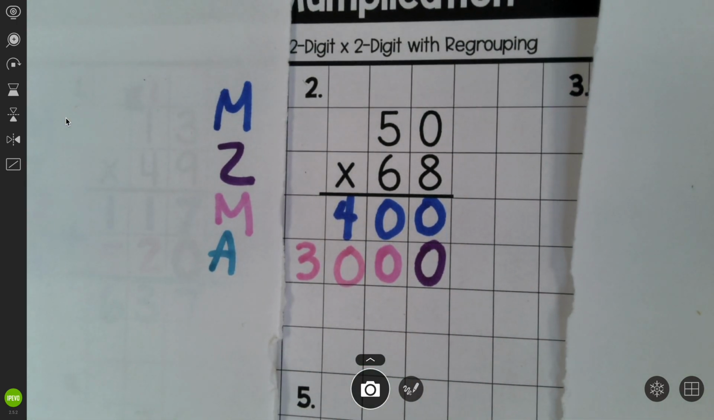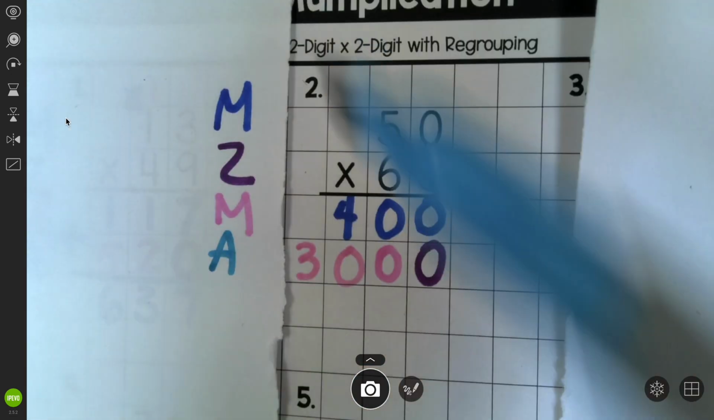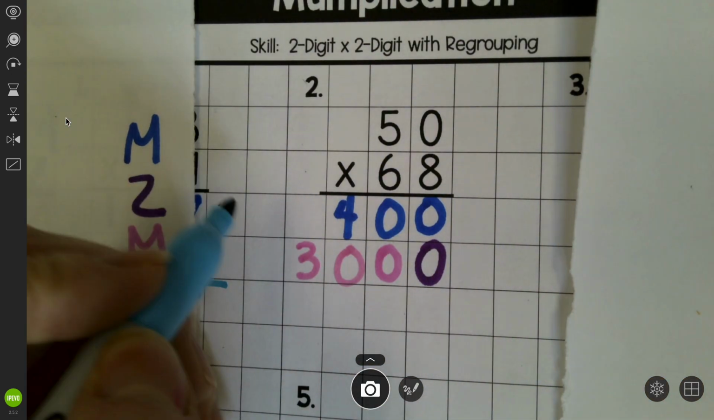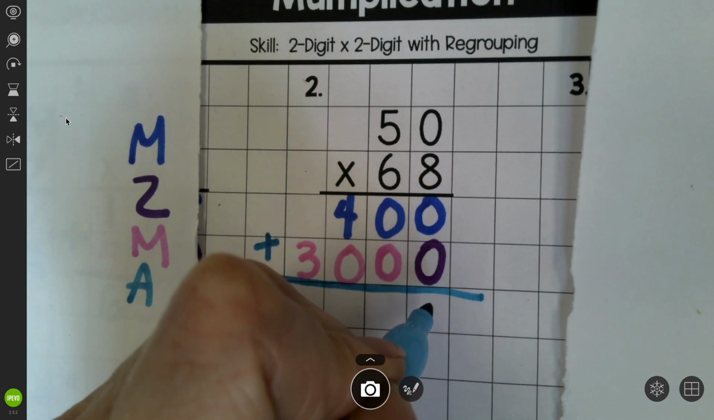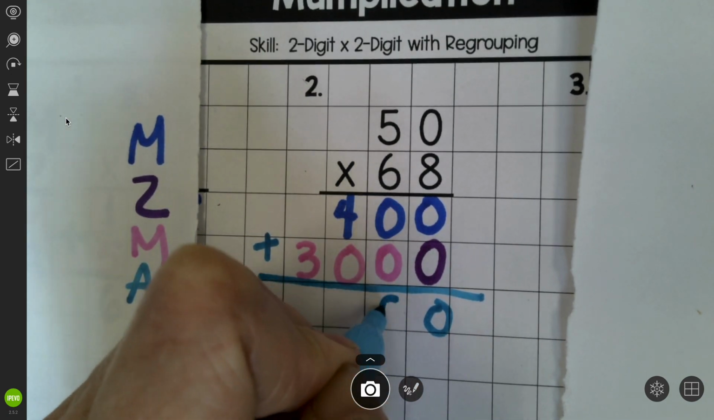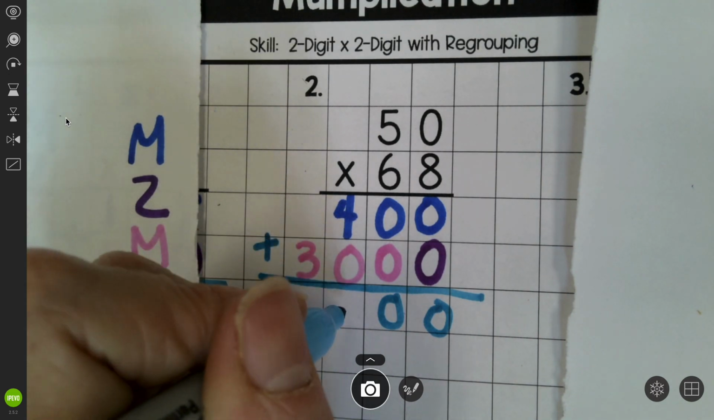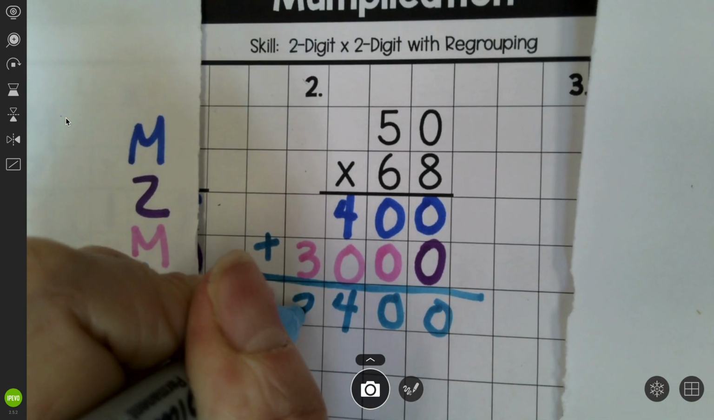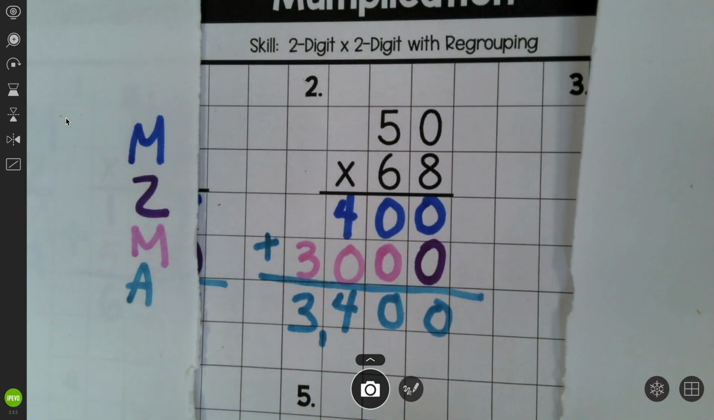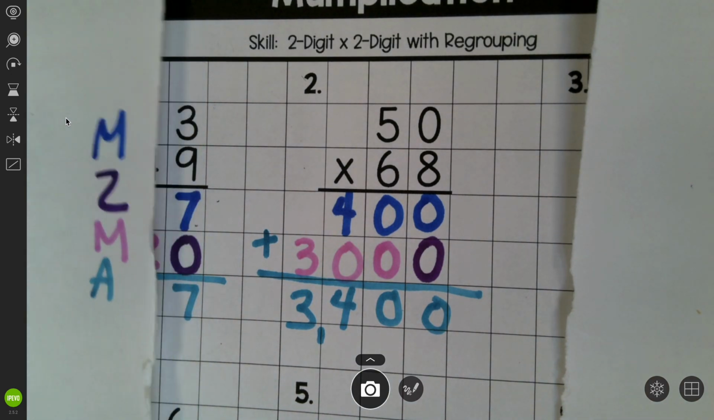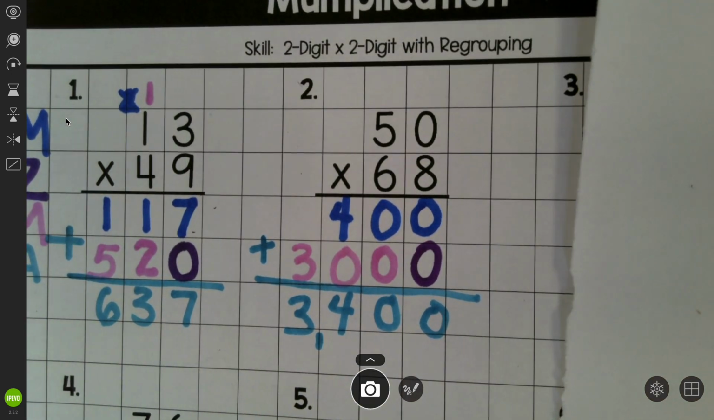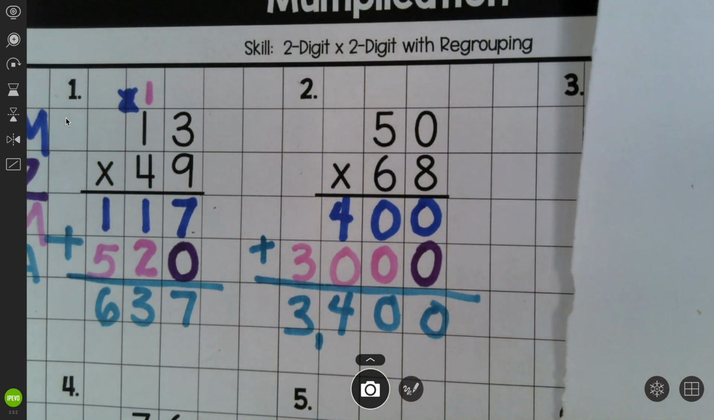Okay. Our final step is to add it up. Here we go. Oh my gosh. 0 plus 0 is 0. 0 plus 0 is 0. 4 plus 0 is 4. 3. 3,400 is my product. Excellent. Let's do the final one together, and then you're on your own.